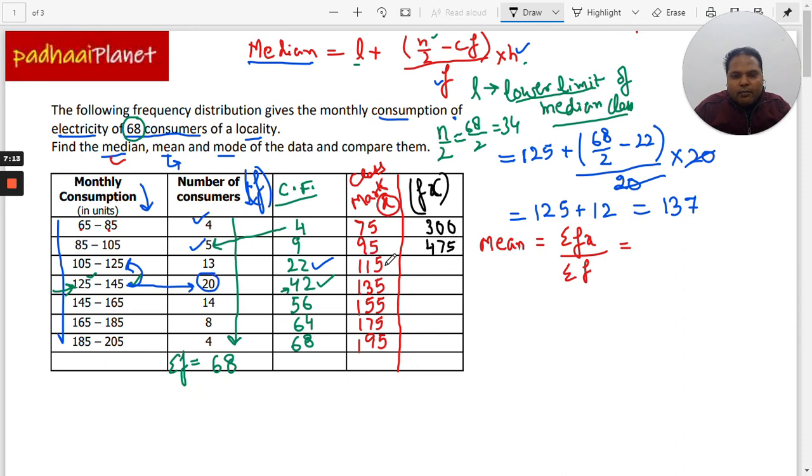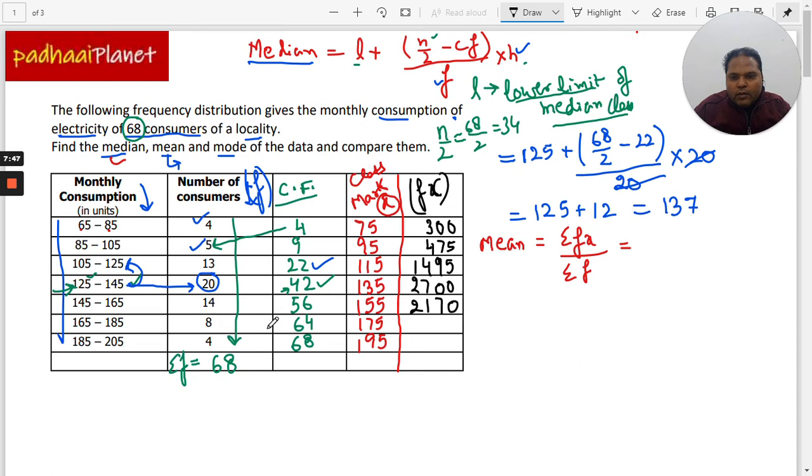Then 13 multiplied by 115, so that is 5 here, 6 carry forward, then 9 and 1 is carry forward, and so 14 here. Then we get 135 multiplied by 20, so that is 2700. Then we multiply 14 with 155, so that is 7, 0 and 7 carries forward, and again 77, 7 carry forward, and this is 21.